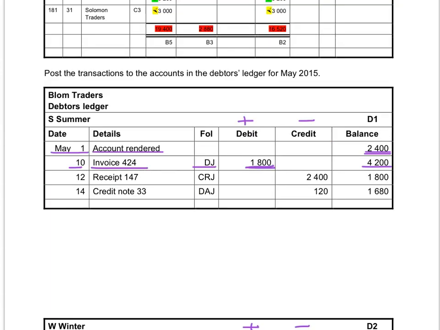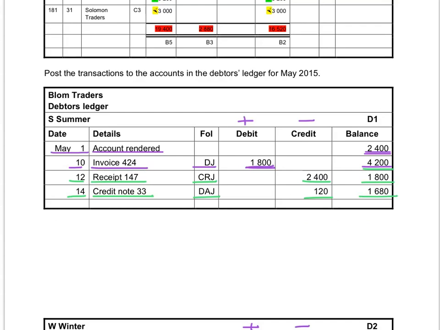The account of Blom Traders will be decreased on the 12th with receipt number 147 posted from the cash receipts journal. We decrease his account on the credit side, and the balance will decrease from 4,200 to 1,800. And we also issued a credit note to him that's posted from the Debtors Allowances Journal to the credit side of his account. His account will decrease from 1,800 with 120 Rand to 1,680.